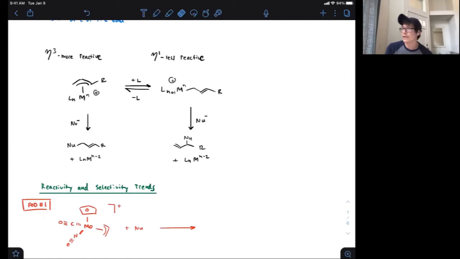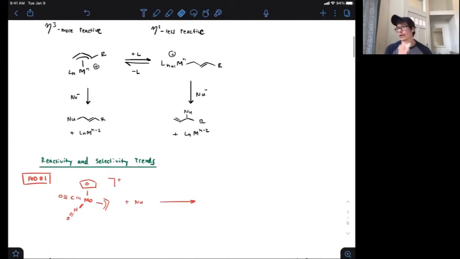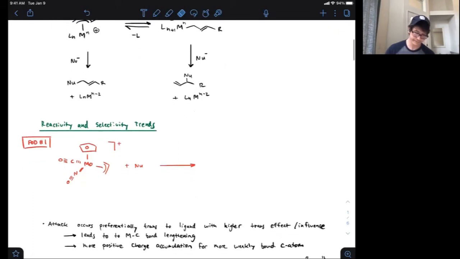And then both of these in principle are capable of reacting with nucleophiles, although reaction at the eta-3 is typically faster. Most of the examples I'll cover in today's class are allyl palladium, which I think is a convenient way to introduce these concepts. There are other metal-allyl species that are also important in catalysis, and I'll talk about what some of the similarities and differences are.